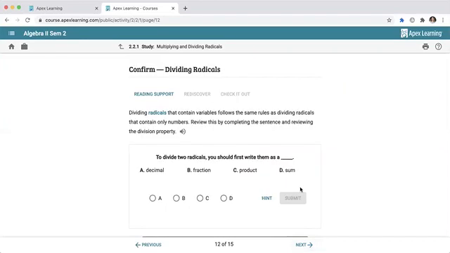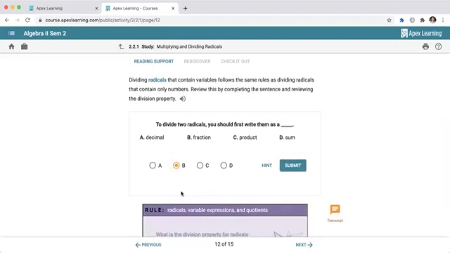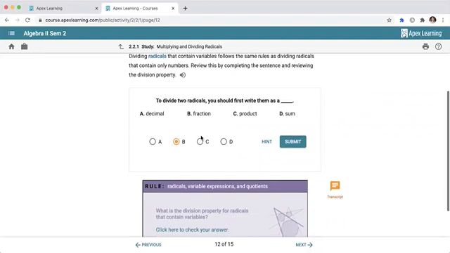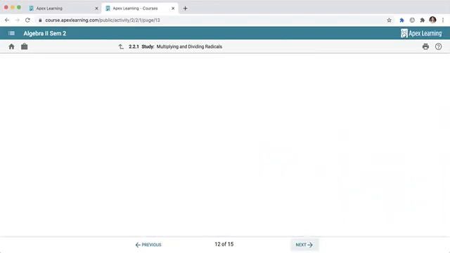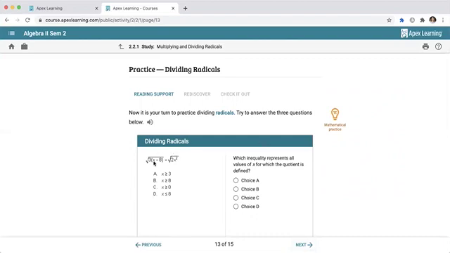All right. So to divide two radicals, you should first write them as a fraction. We have to write them as a fraction. Then we can combine them if necessary and move on from there using our steps here. Being really careful that these are quantities, we would write this as our fraction first, and then we would combine and solve from there.